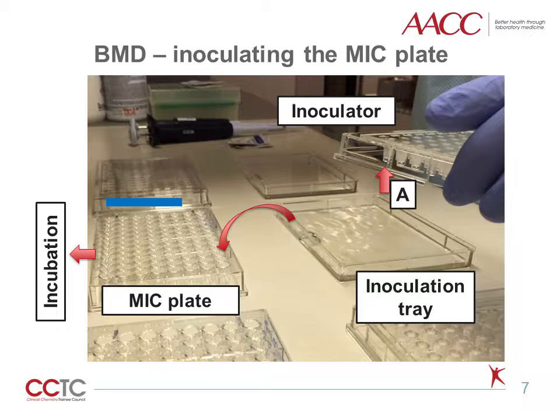The final concentration of organism in each well is about 4 to 5 times 10 to the 5 CFU per ml. Some difficult-to-grow bacteria may require additional supplementation in the broth. The inoculation tray is then incubated, typically at 35 degrees in ambient air for most organisms for about 18 to 24 hours, but some may require longer incubation and/or carbon dioxide.